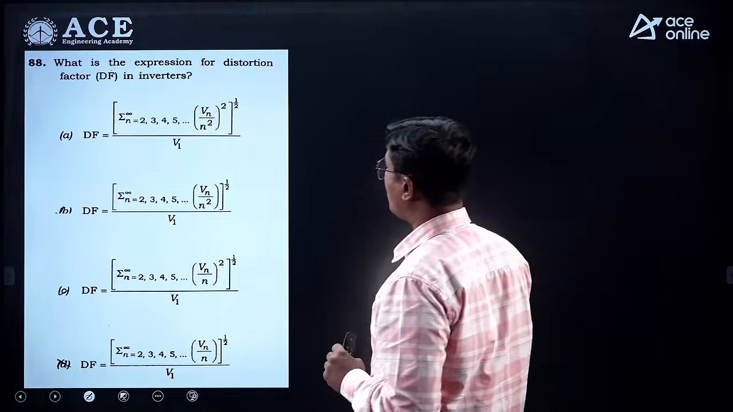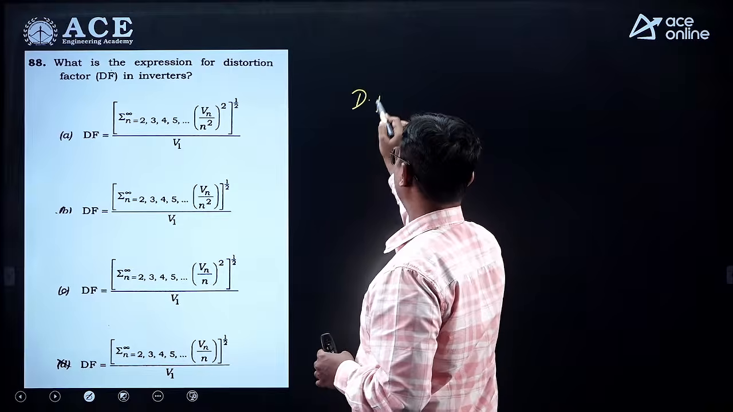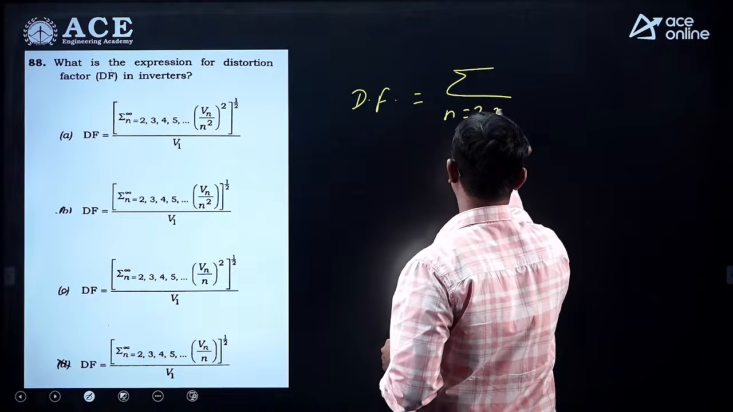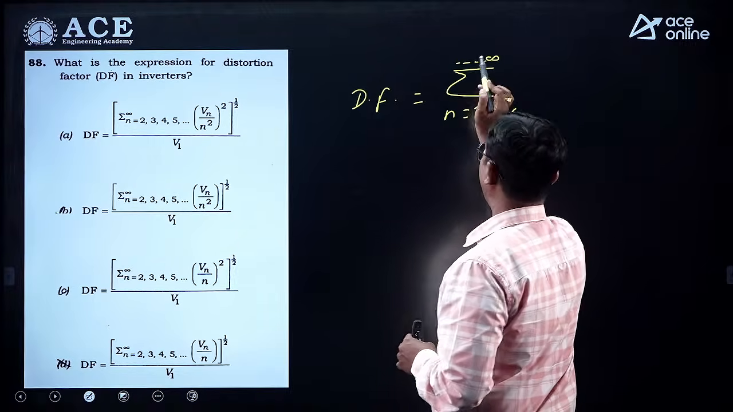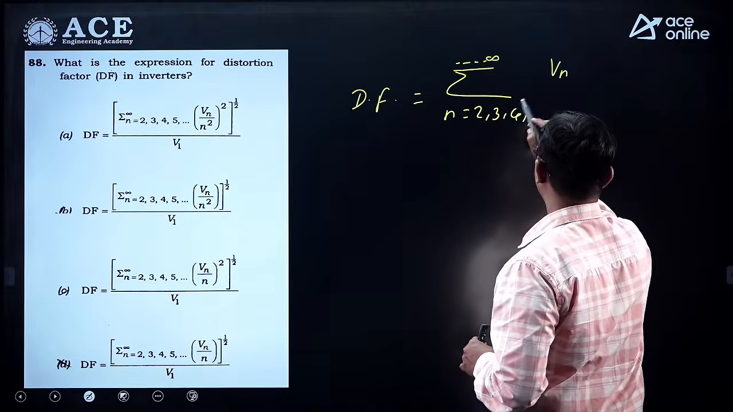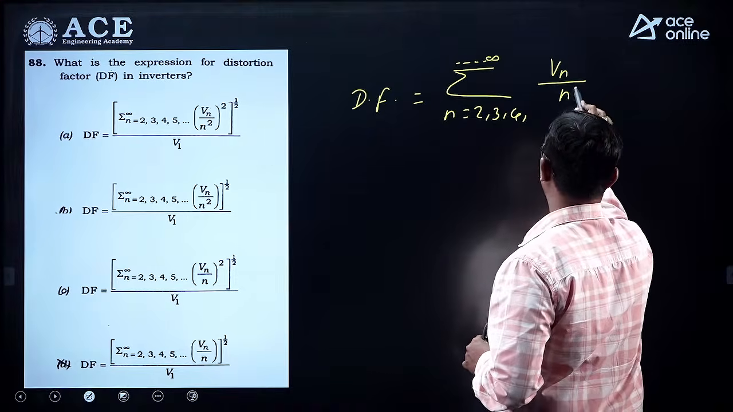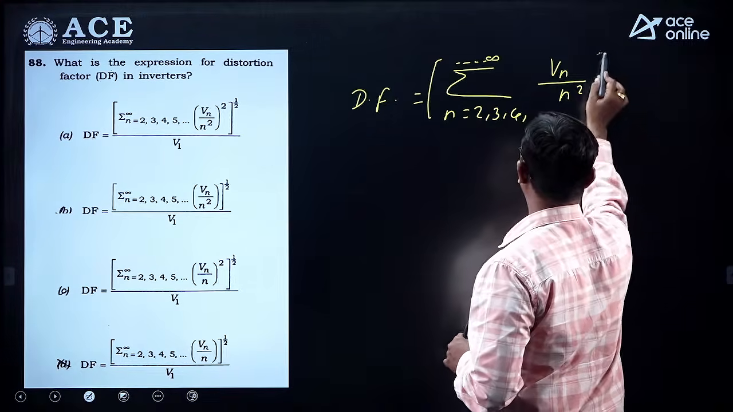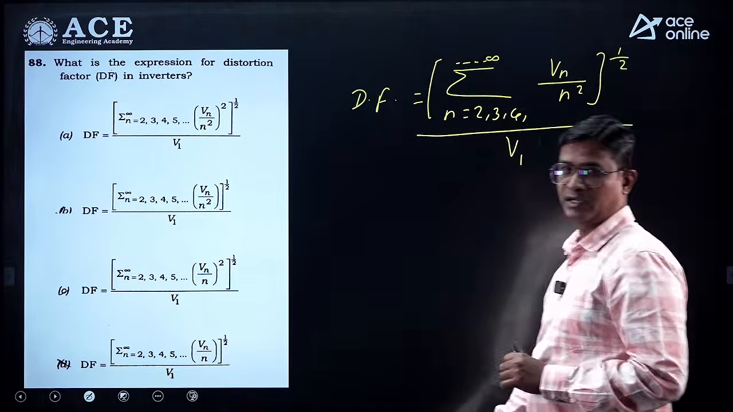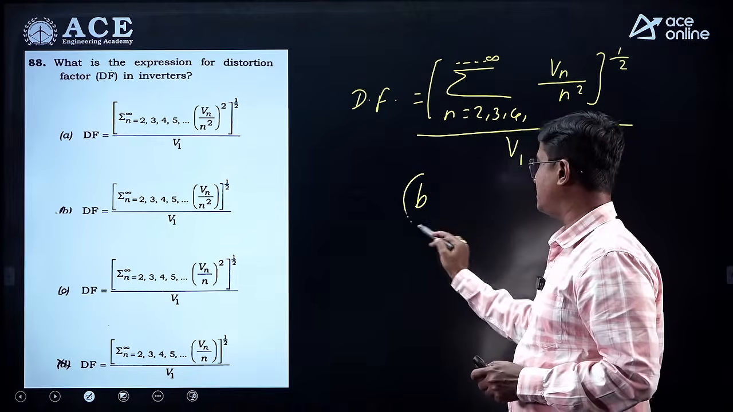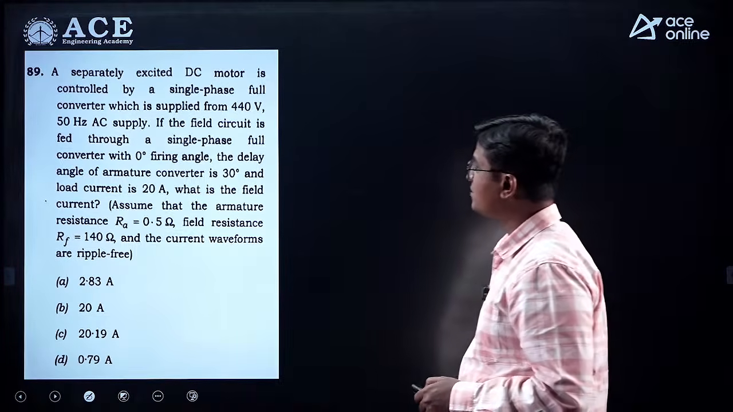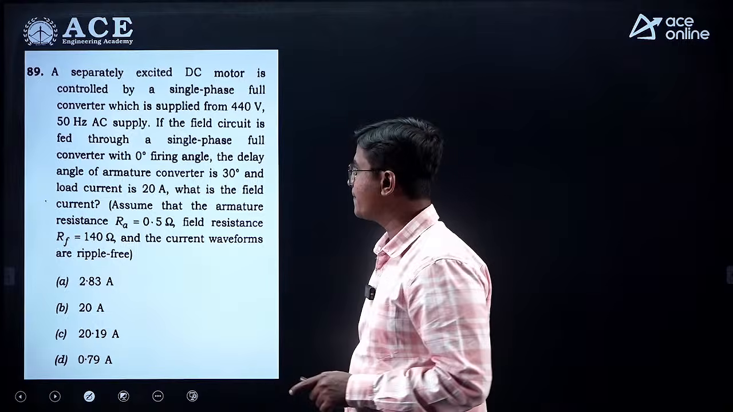waveform. So for the total output voltage waveform, your distortion factor is summation n equal to 2, 3, 4 up to infinity. I am adding the output voltages due to all harmonics. It is Vn upon n square to the power 1 by 2 upon the fundamental, that is V1, right? So your correct answer is option B. It is straightforward, right?